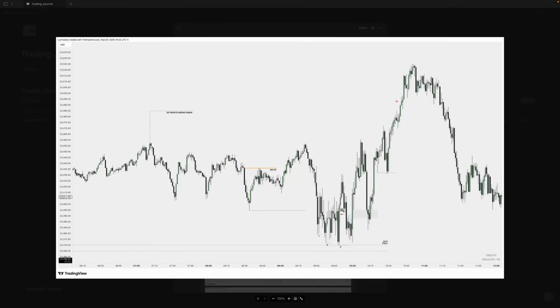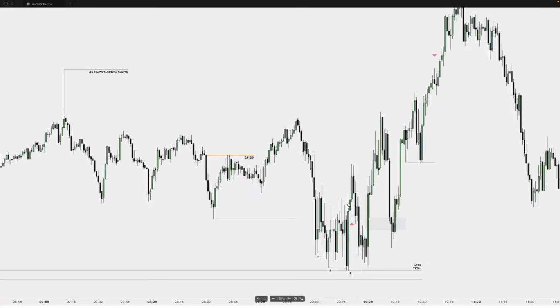Then I took my entry here. Once we closed above this fair value gap here and this volume imbalance, I took an entry. My stop loss goes below this low because I want to give myself some breathing room, and I took profits 30 points above the highs. Now, it came very close to stop loss, did not stop me out, rallied higher, came back down, filled this fair value gap, and then we get a stop run to take profits.